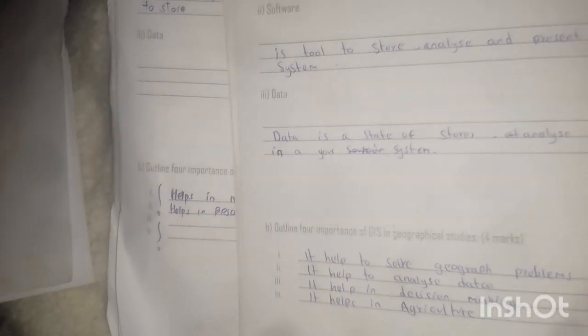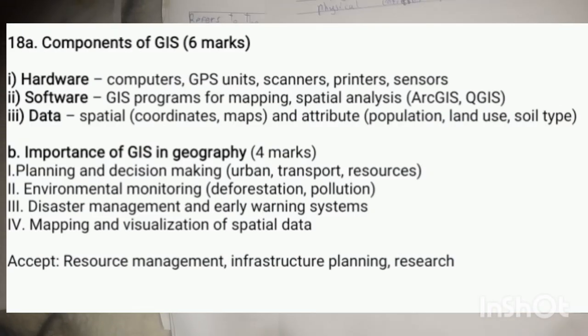Then data, of course, this is information, and it could be spatial like the coordinates, that is the rasters and vectors. We can have maps. Then we can also have attributes like the population, what size it is, what it is made of. You can look at land use, forests, vegetation, soil use, and all those things.